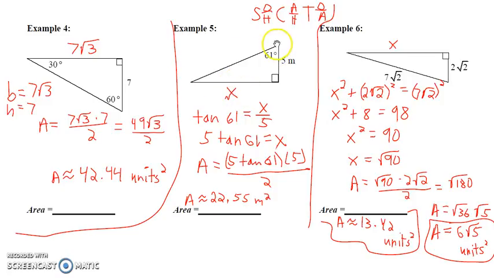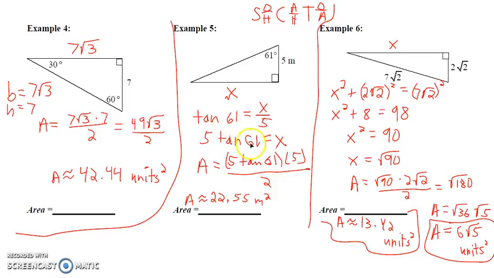If I trace my 61-degree angle here, the side that I need is the opposite, and the side that they gave me is the adjacent. So that's this part of SOHCAHTOA, that's tangent. So I'm going to do the tangent of 61 equals x over 5. We multiply by 5. This is our answer for x.